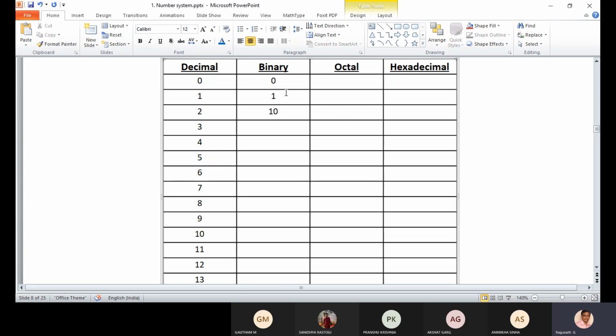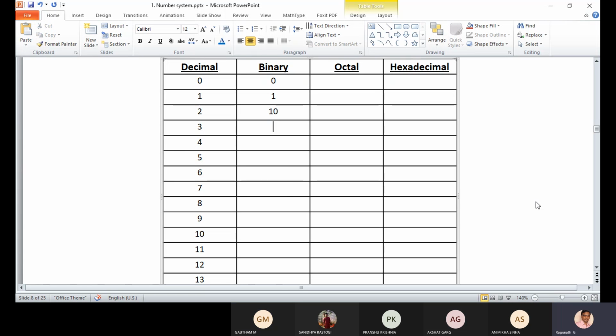Now I have to add 1. Where should I add? I should add 1 at the MS. This is called MSB, most significant bit. Is the marked line visible to you? Yes, sir. And this 0 is called LSB, least significant bit. Now where do we add 1, with the MSB or the LSB?